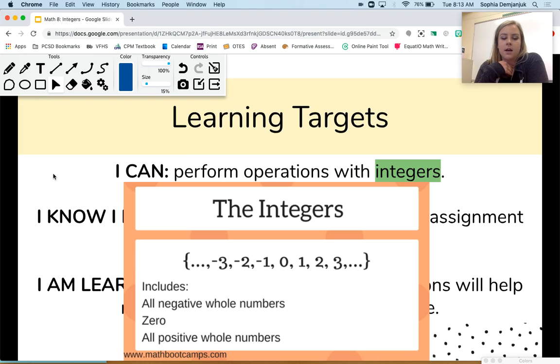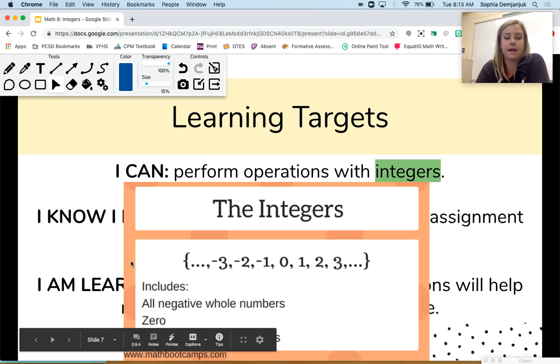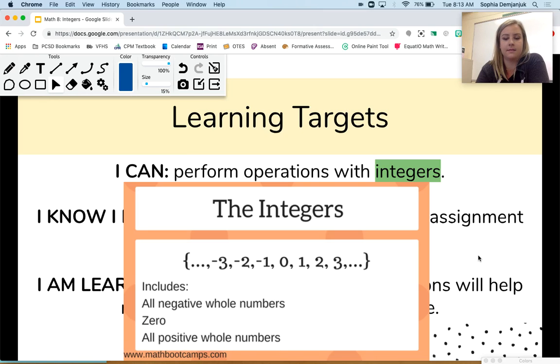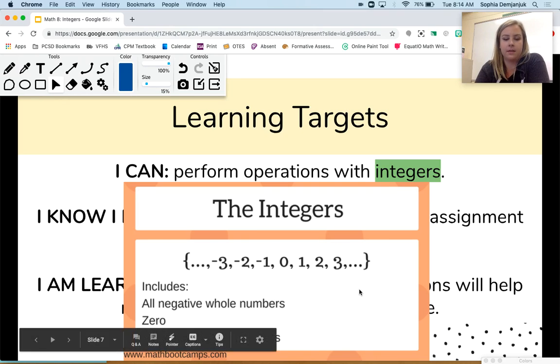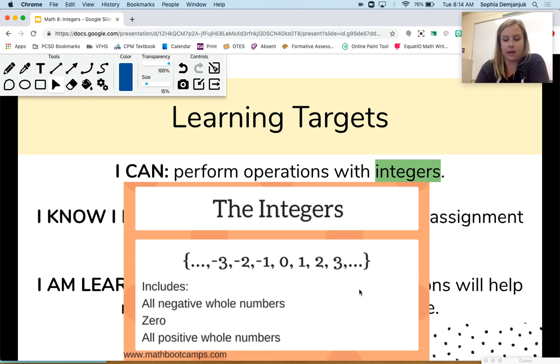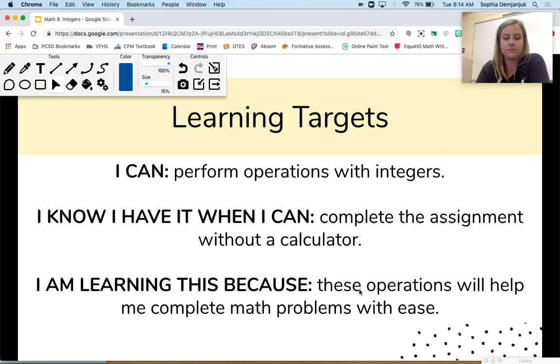So when you're talking about integers, you're including all the negative numbers that are whole numbers, you're including 0, and you're including all your positive whole numbers. So you can see some examples there, going from the left to the right. So you could go as far negative as you'd like and as far positive as you'd like. So you're going to be working with these numbers, adding, subtracting, multiplying, and dividing today. I know I have it when I can complete the assignment without a calculator, and I'm learning this because these operations will help me complete math problems with ease.